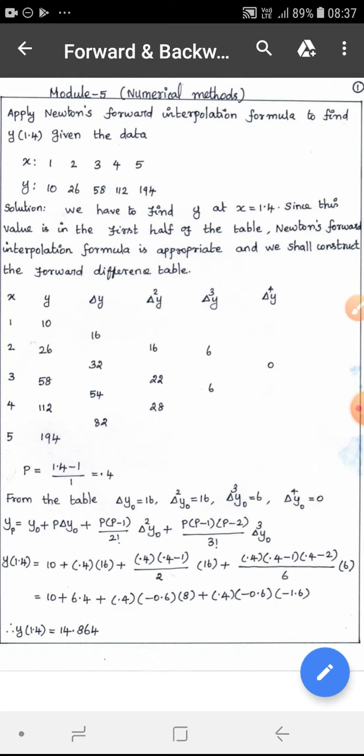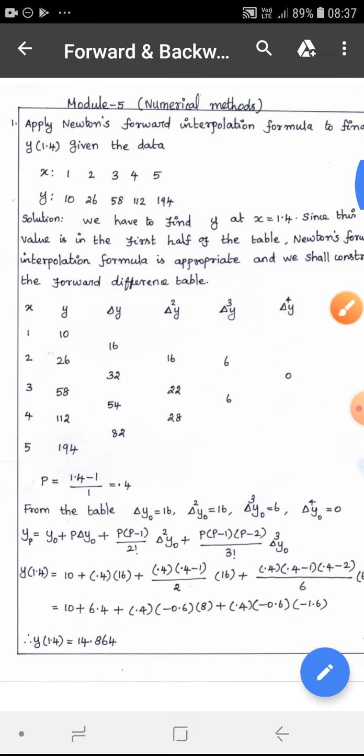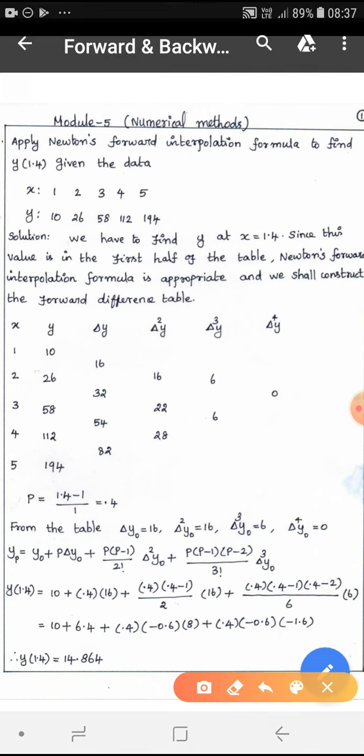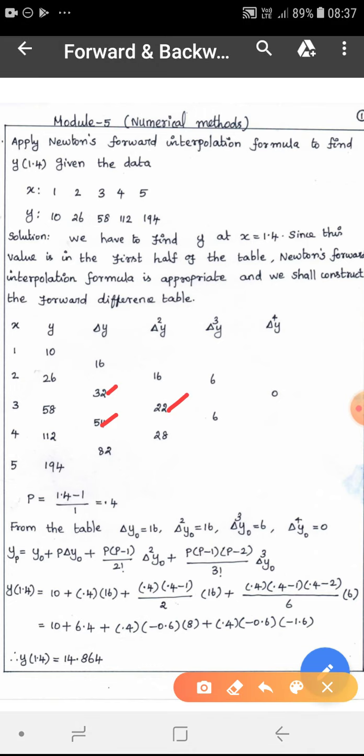Then the entries of the second order forward differences, the entries of the fourth column. While calculating the entries of the fourth column, look at the entries of the third column. In the third column, again calculate succeeding value minus preceding value. 32 minus 16 is 16. Then 54 minus 32 will be equal to 22. Then it is 82 minus 54, which is equal to 28. These are the entries of second order forward differences.